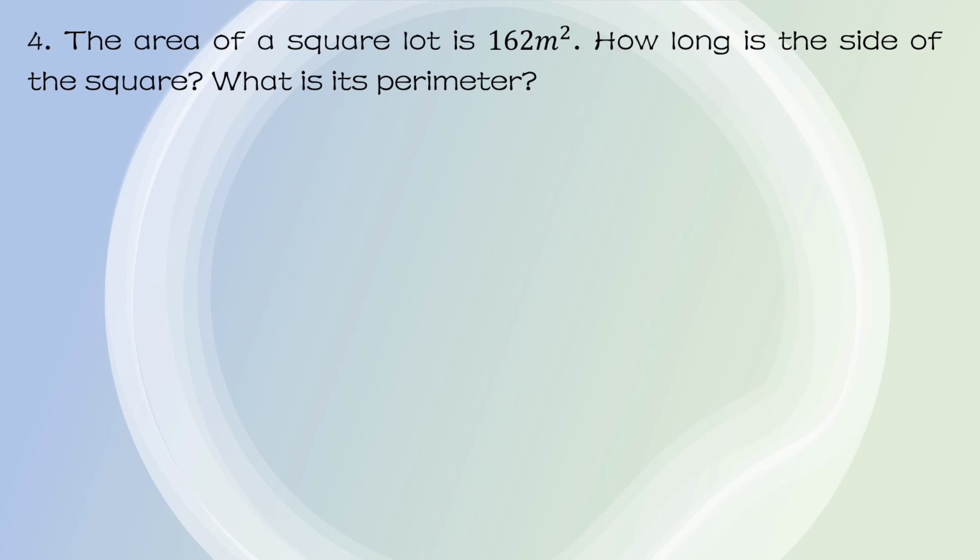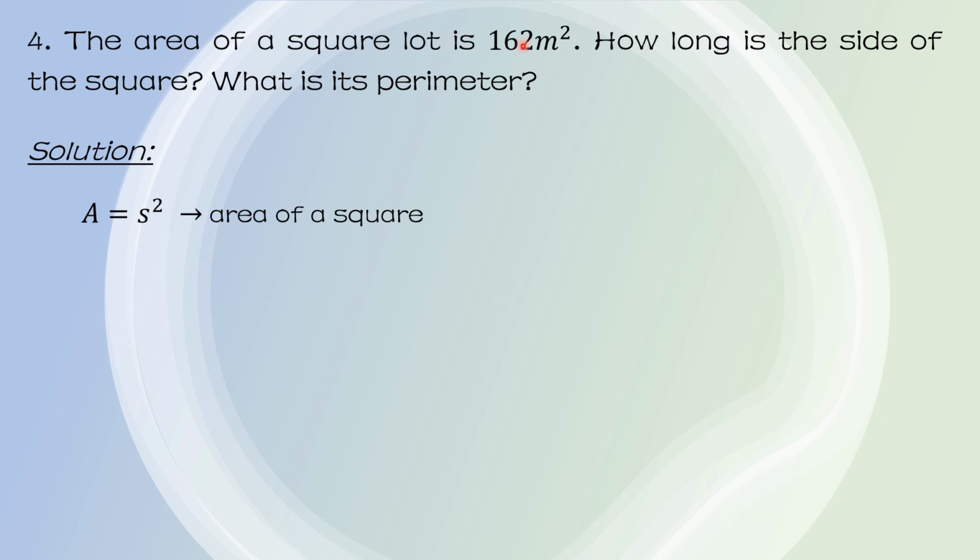Fourth situation, the area of a square lot is 162 square meters. How long is the side of the square? What is its perimeter? So, para mahanap natin yung perimeter, kailangan muna nating sagutan yung unang question, which is how long is the side of the square? So, kailangan nating malaman ang sukat ng side or ng bawat side ng square using the formula of the area of a square. So, for the solution, ang formula ng area of the square is A equals S squared.